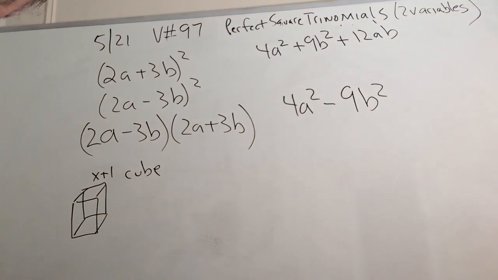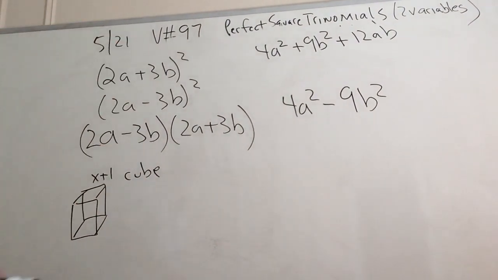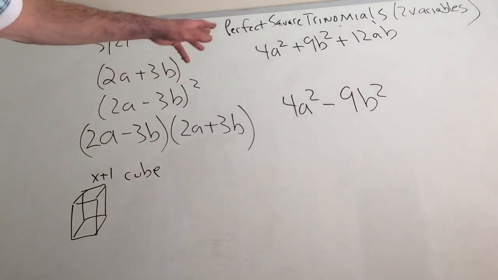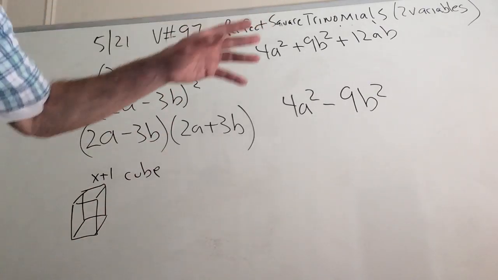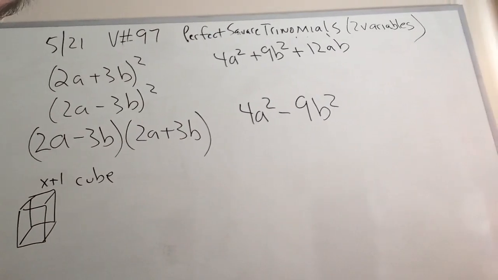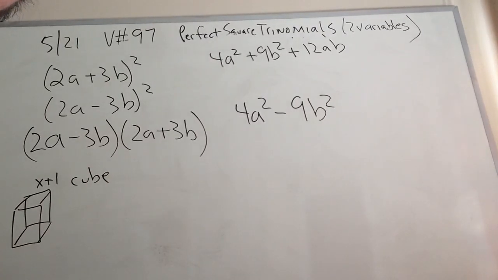Okay, let's get right to work here. It's 5:21. This is video number 97. We're talking about perfect square trinomials, however, with two variables. Let me get that all the way over there so you can see that, okay?